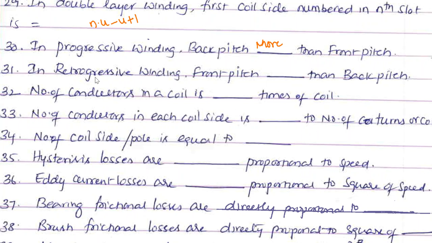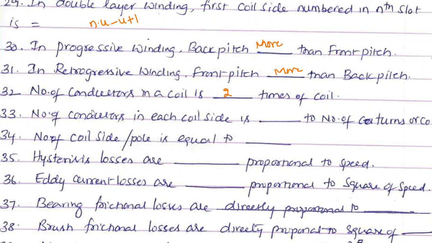Next one, in retrogressive winding, the front pitch is more than the back pitch. Next one, the number of conductors in a coil is a dash times that of the coil. The number of conductors in a coil is 2 times the turns of the coil. That means one coil will have 2 conductors.